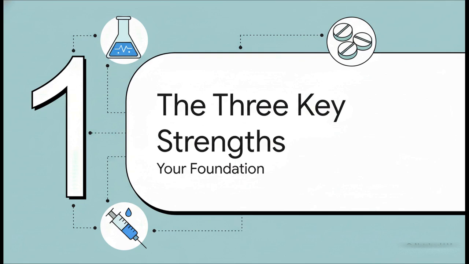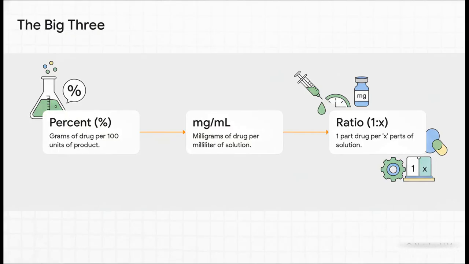Well, the good news is it's not as scary as it sounds. It really all boils down to understanding just 3 key ways of looking at strength. Let's break them down. Here they are, the big 3. Percent strength, which we'll see is directly related to milligram per milliliter strength. And finally, ratio strength. The real secret here isn't just memorizing definitions. It's about seeing how they all connect and convert into one another. Once you see that pattern, the math starts to feel intuitive.